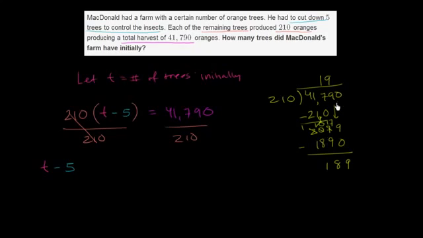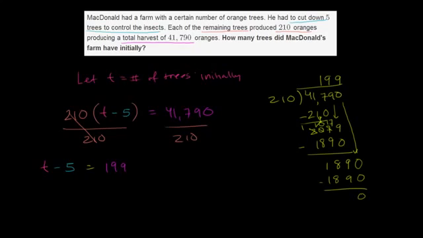And now we can bring down another 0. It's a little off center right now. And we already see that 210 goes into 1,890 nine times. 9 times 210 is 1,890. And we subtract, we have no remainder. So what we get on the right-hand side is 199.